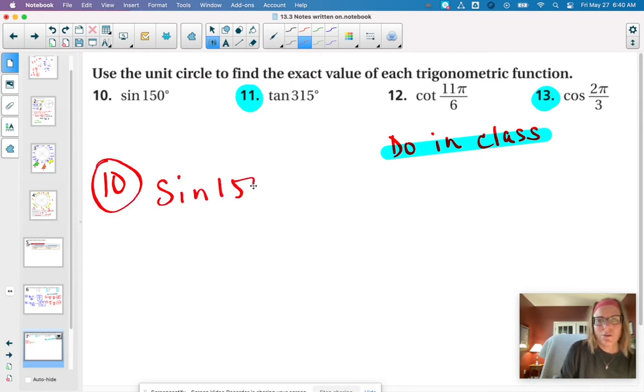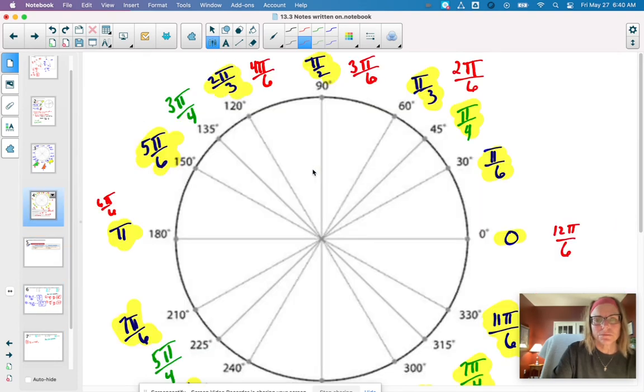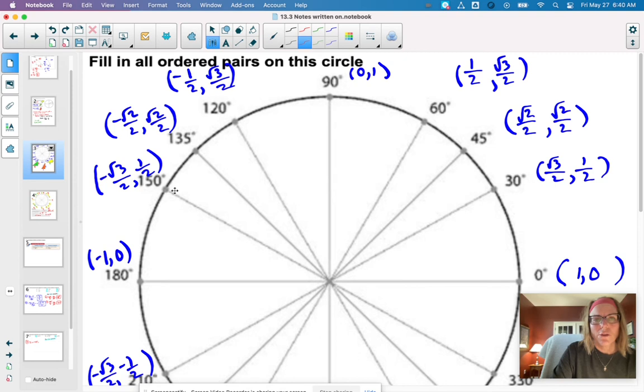So sine of 150 degrees. I'm going to go to my unit circle. 150 degrees is right there. X is cosine, Y is sine. So my answer is 1/2.